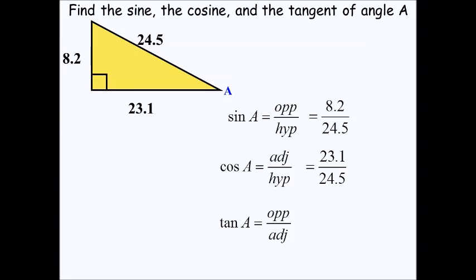The tangent of angle A is defined as the side opposite angle A divided by the side adjacent to angle A. The side opposite angle A, again, is 8.2, and the side adjacent to angle A, again, is 23.1. Therefore, the tangent of angle A is equal to 8.2 divided by 23.1.